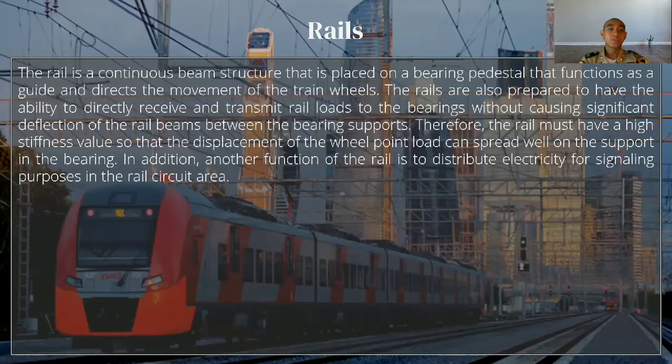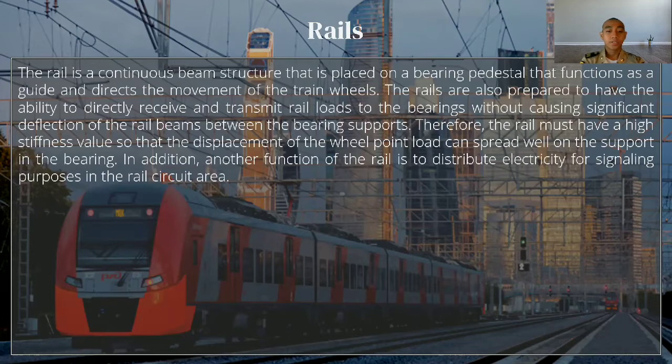The rail is a continuous beam structure that is placed on the bearing pedestal that functions as a guide and directs the movement of the train wheels. The rails are also prepared to have the ability to directly receive and transmit rail loads to the bearings without causing significant deflection of the rail beams between the bearing supports.